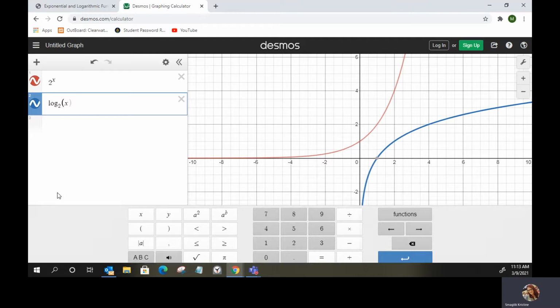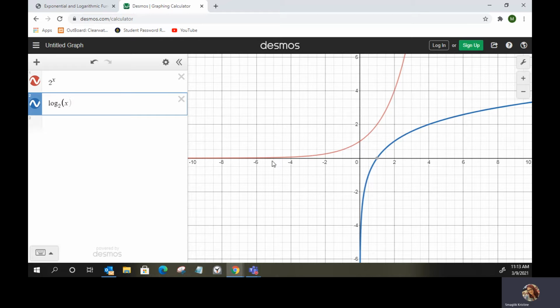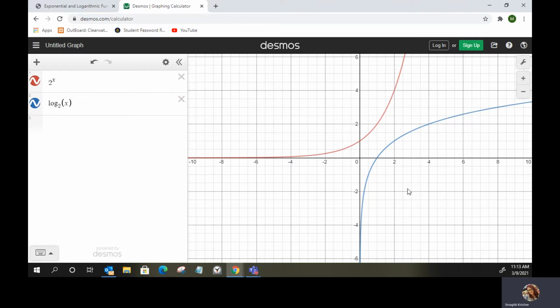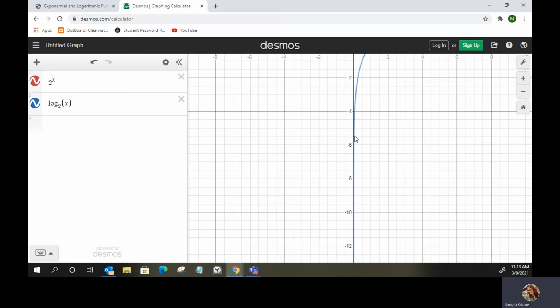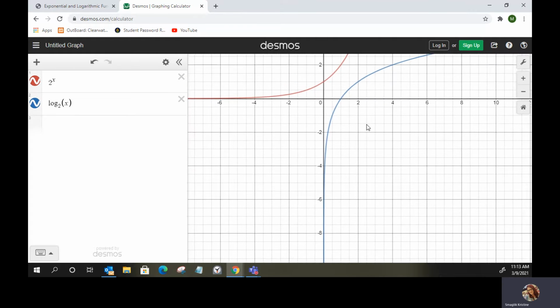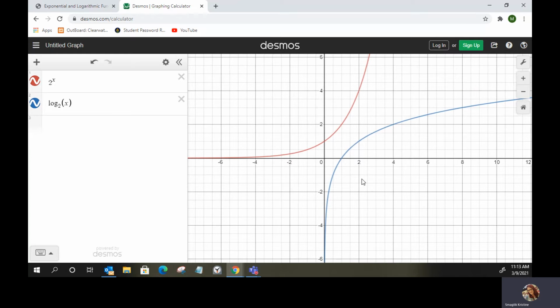Now let's make some observations. So we already said the asymptote is at y equals 0. Well, look at your inverse, the logarithm. Now you have an asymptote. You see how this graph is coming? It's hugging the y-axis. Well, now your asymptote is at x equals 0. So we went from y equals 0 to x equals 0.